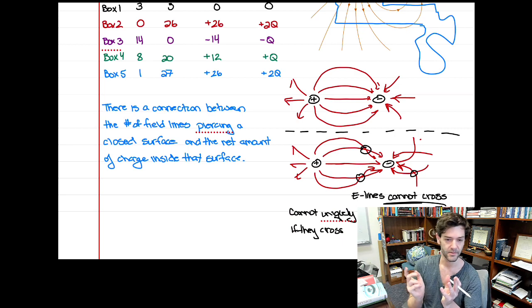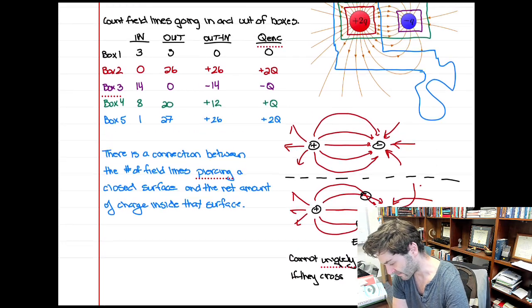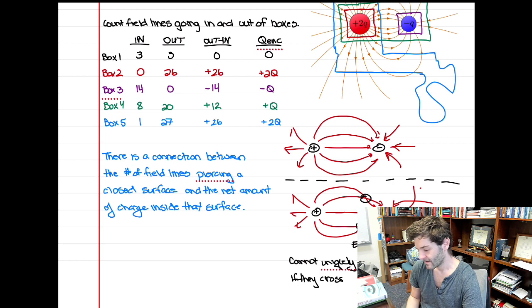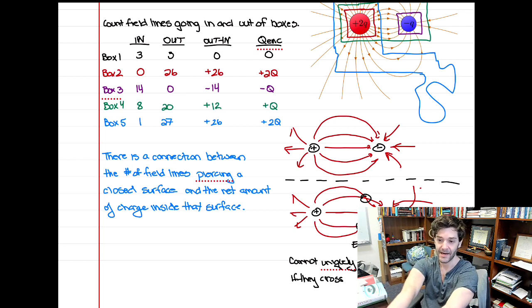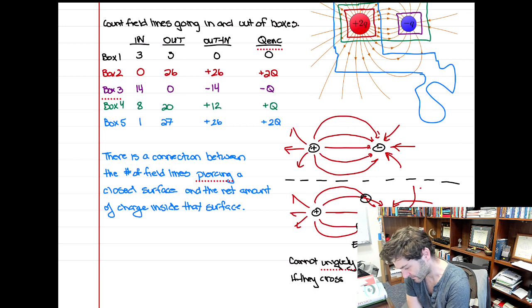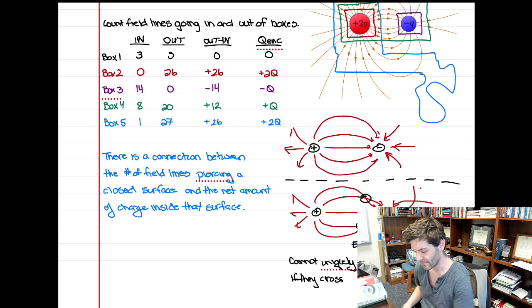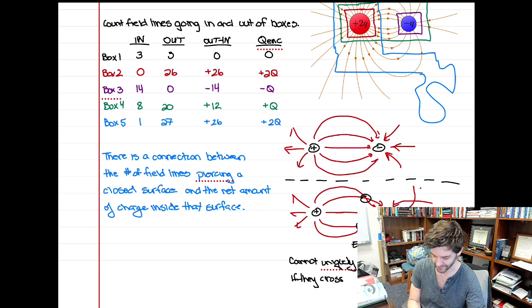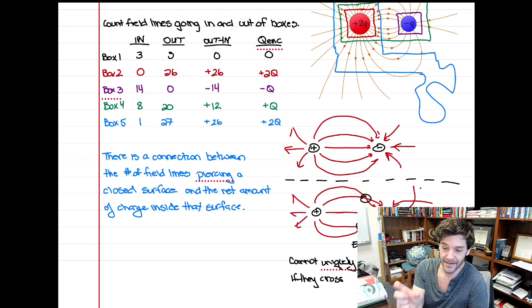But we have to be a little bit more quantitative here, right? Even just going back to my example, the connection doesn't seem to just simply be counting field lines. For box 2 and 5, we did get consistent answers of plus 26 related to 2Q. But then box 4, I might have expected we would have gotten 13 lines. Of course, if 26 corresponds to 2Q, then maybe 13 was supposed to correspond to Q. And then maybe for box 3, I should have gotten negative 13, corresponding to negative Q. And that's a result of the fact that it's not exactly counting field lines.